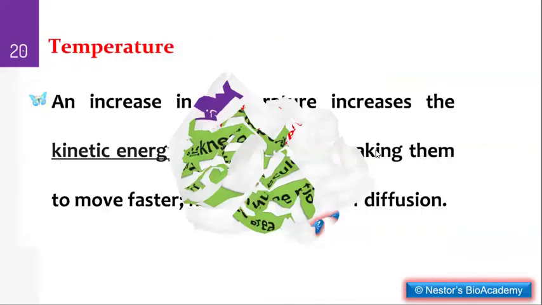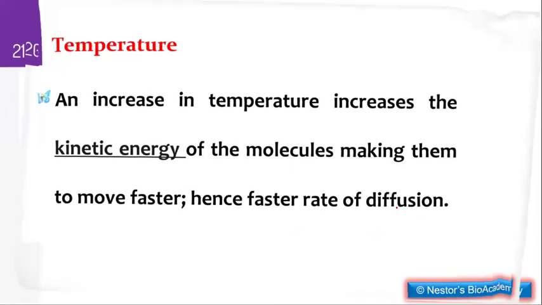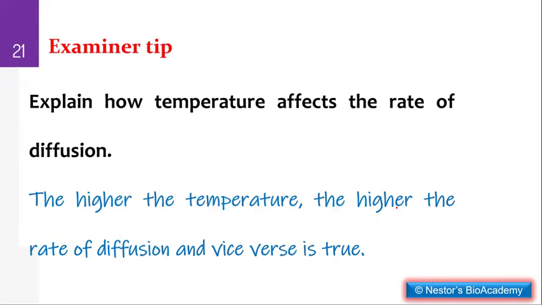From your chemistry, you learn that an increase in temperature tends to increase the kinetic energy of molecules. So an increase in temperature will always increase kinetic energy of the molecules. This makes them move faster, and this increases the rate of diffusion. It means the converse is also true. A decrease in temperature will decrease the kinetic energy of the molecules, making them move slowly, reducing the rate of diffusion.